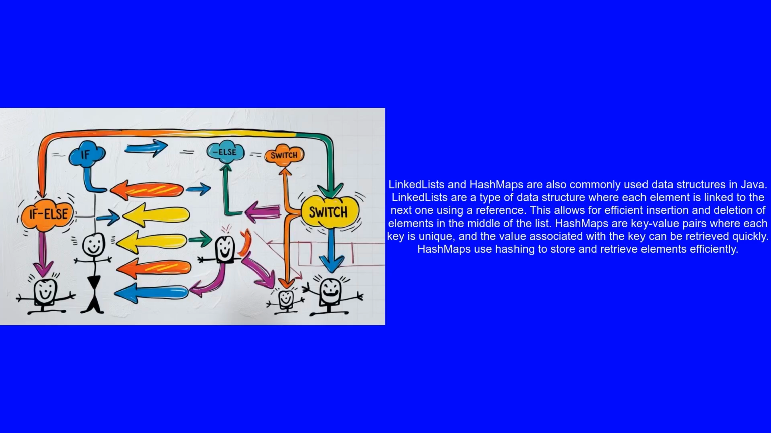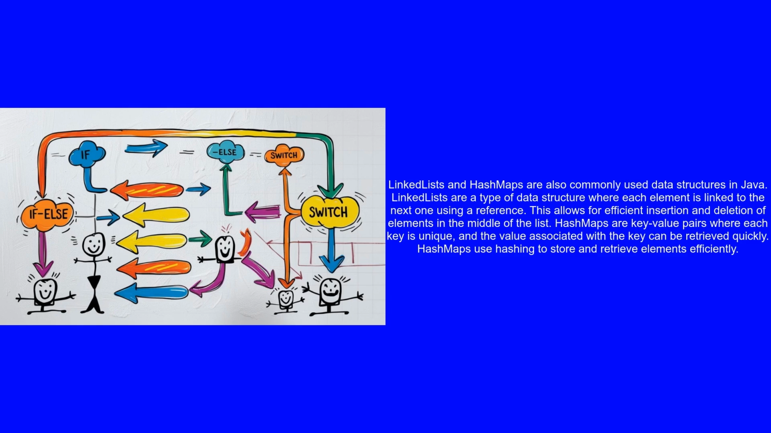So, in Java programming, linked lists and hash maps are pretty common data structures that you'll come across. Let's start with linked lists. Think of it as a bunch of elements that are all linked together. This linking allows for easy adding and removing of elements in the middle of the list, which is super handy.